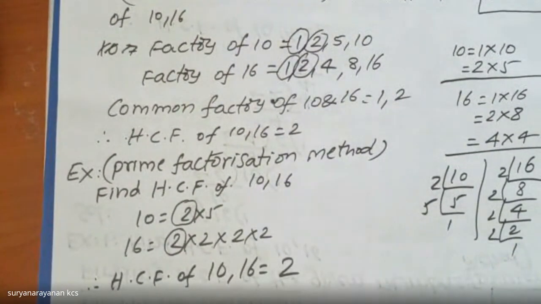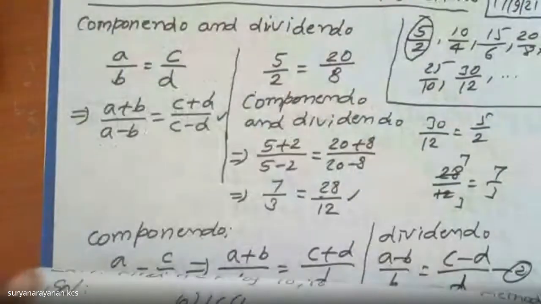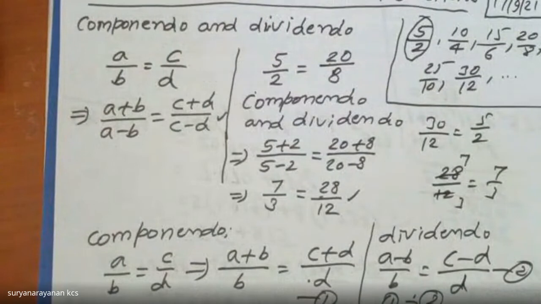Out of all these three methods, the division method is a little bit easier. That is why I gave preference, I gave priority to this method. First method, that is the division method.